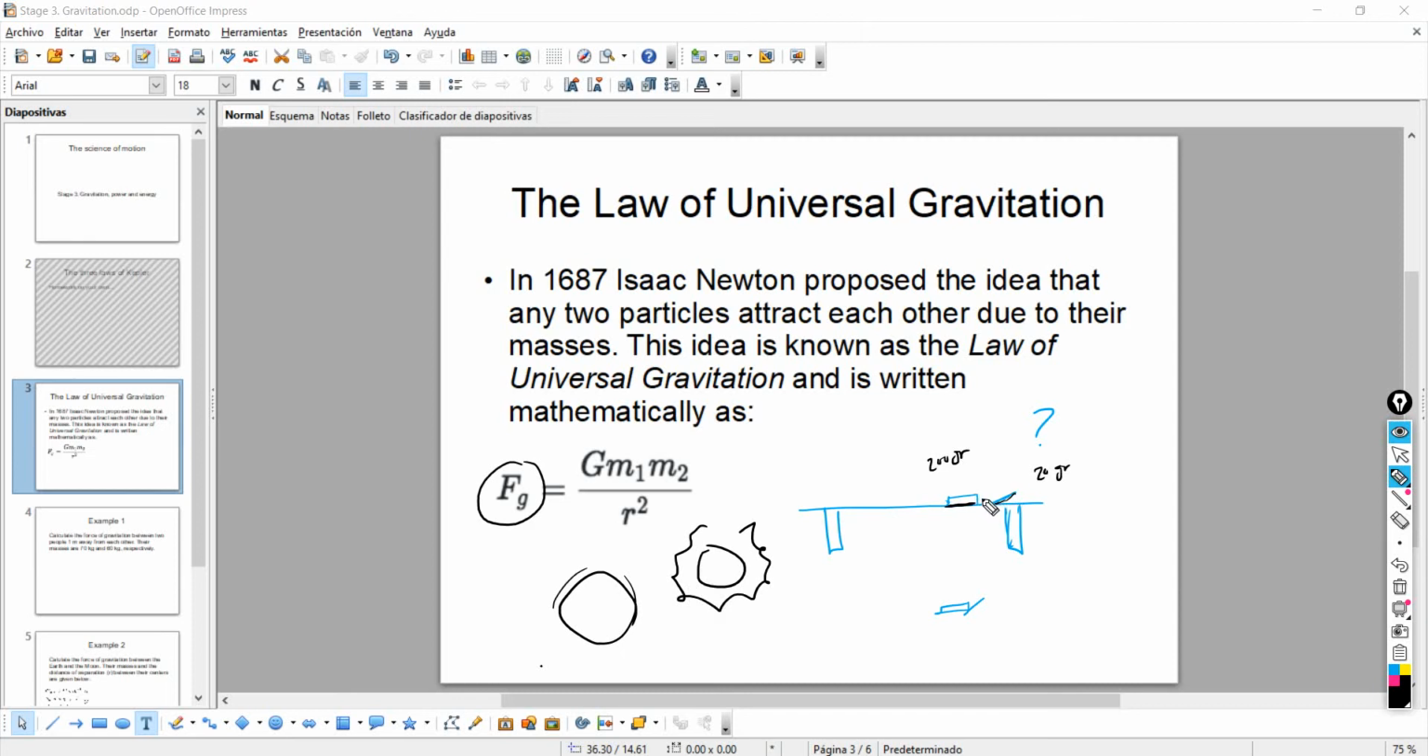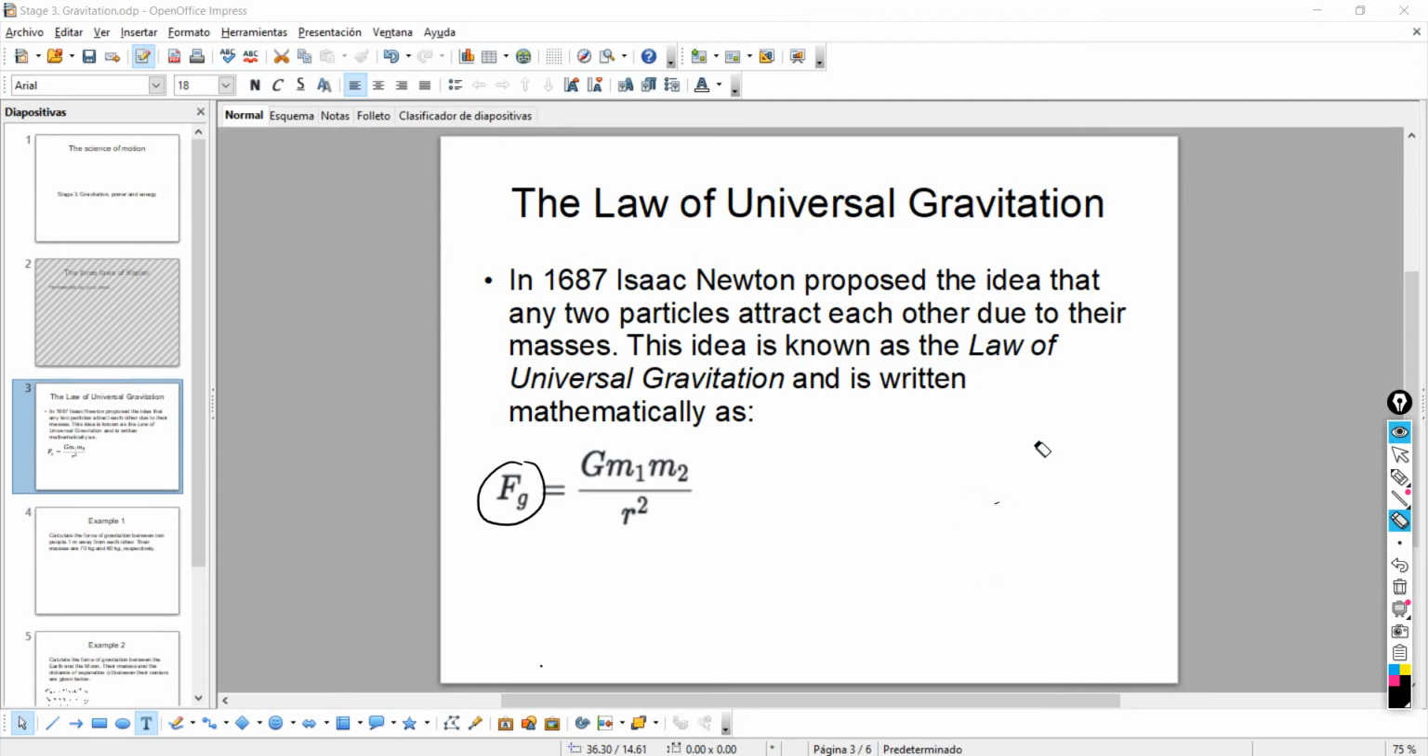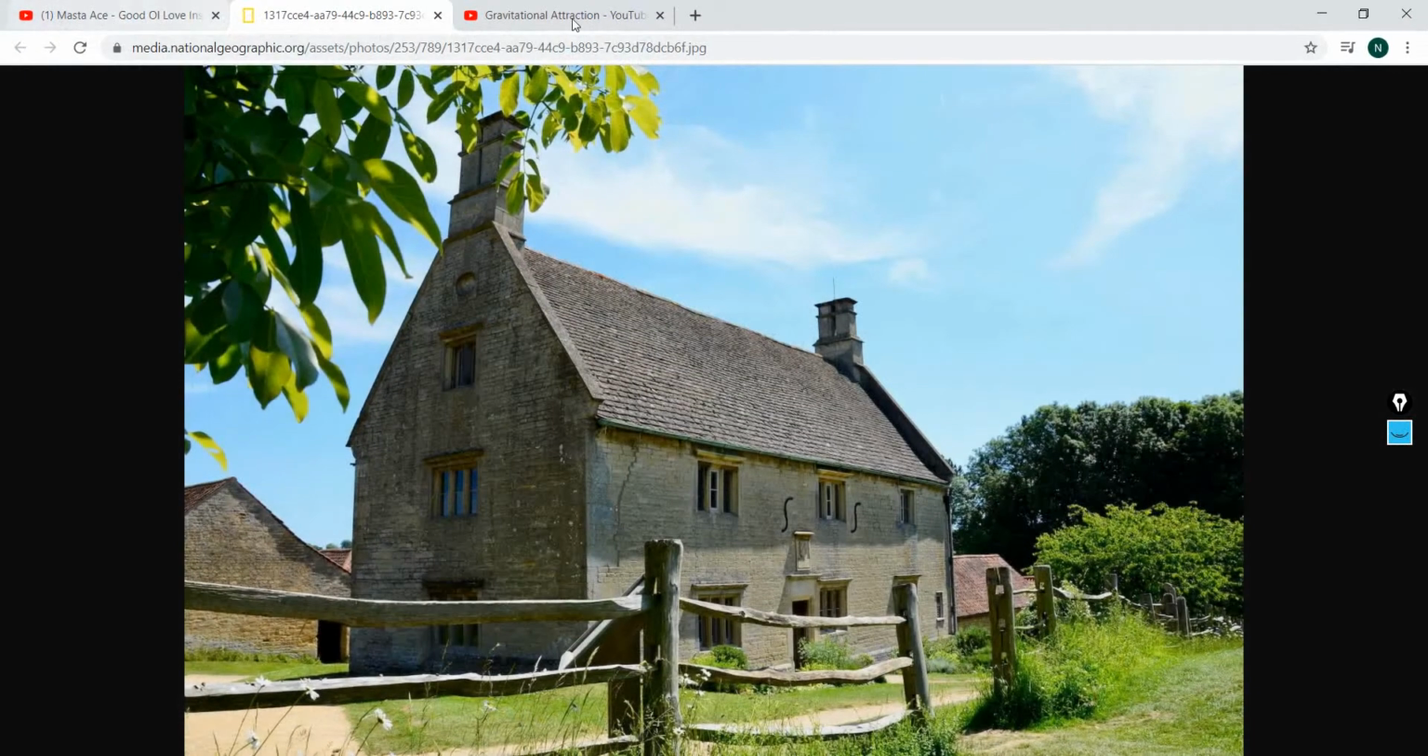Between particles that are very light, it's not that evident. That's the word. It's not very evident, but it does exist. And if you want me to prove it to you, I'm going to show you a very famous experiment known as the Cavendish Experiment, due to the scientist that made it first. And this experiment is as follows.